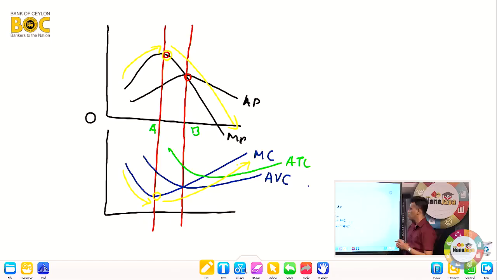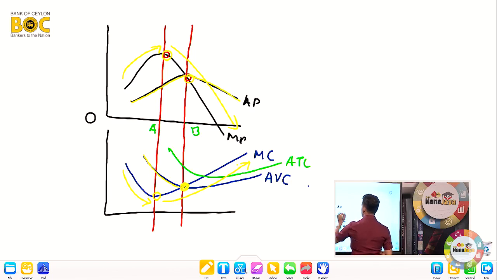And when average product increases, what happens to the average variable cost? It decreases. When average product reaches its maximum point, the average variable cost curve reaches its minimum point. And from that point onwards, when the average product curve decreases, the average variable cost is going up.